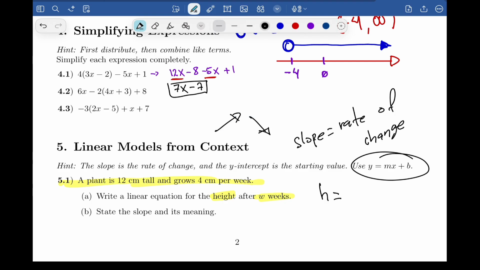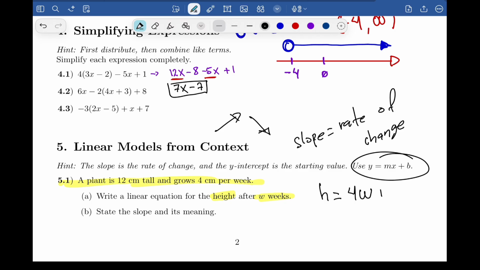So we can say this is a 4 times what? What will be the x? X is going to be the week. Every single week is changing by 4 centimeters. So we can say 4 times W, 4 times the week, 4 centimeters per week, okay?